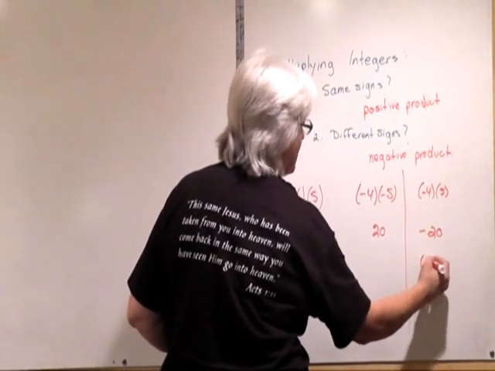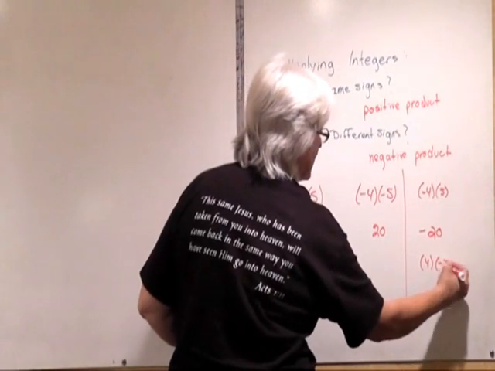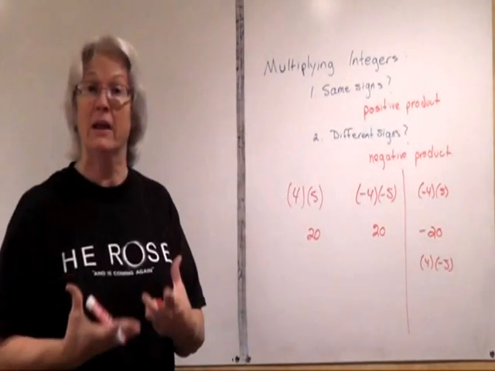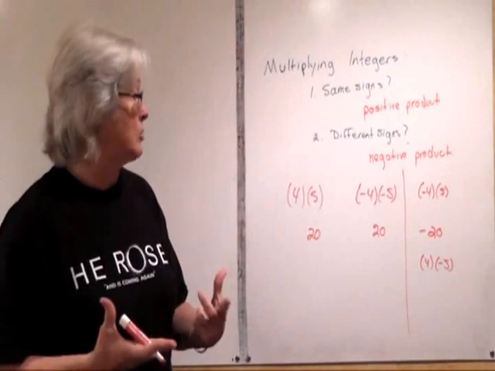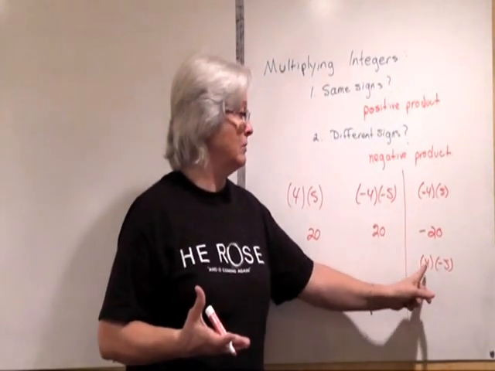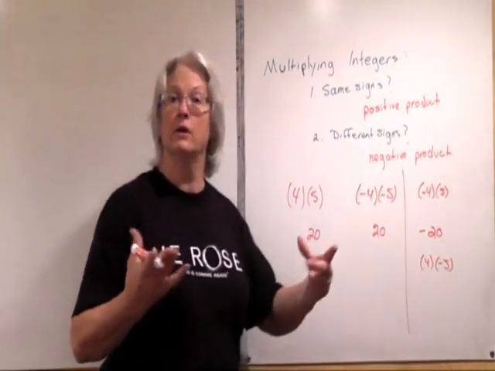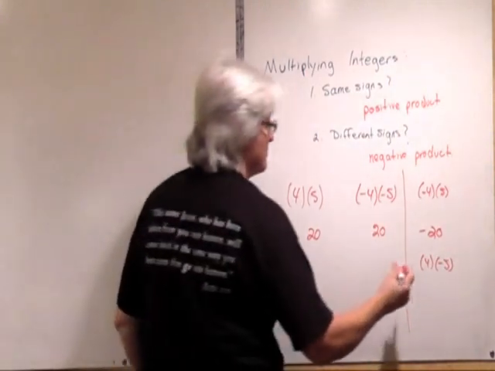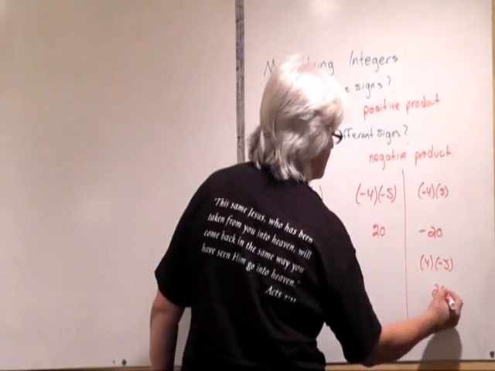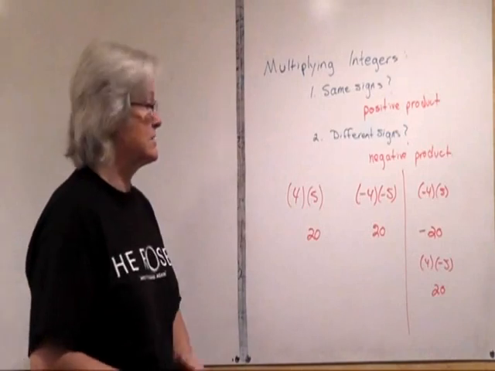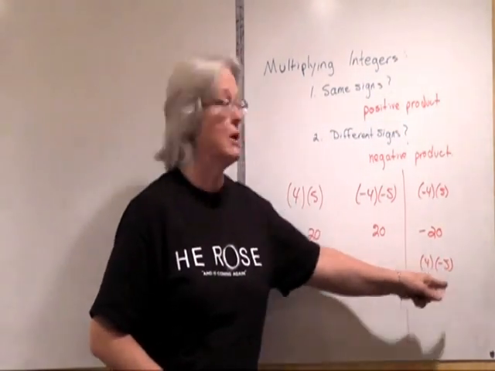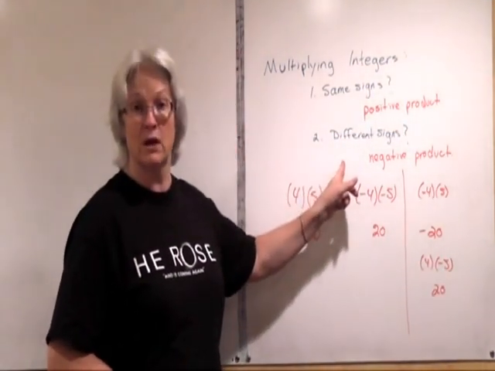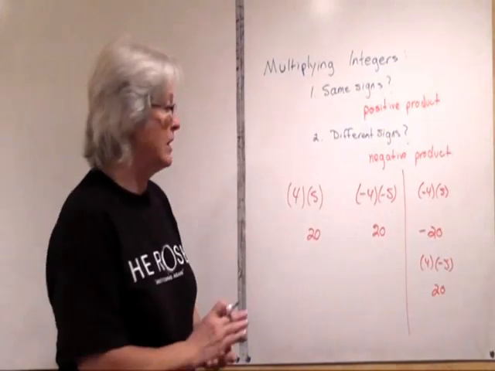Well, what if I have a positive 4 times a negative 5? Does that have any impact on our problem here? Well, what do you do? You multiply the numbers together, ignoring the signs. 4 times 5 is 20. Are the signs the same? No, they're different signs. If they're different signs, what do you do? You have a negative product.